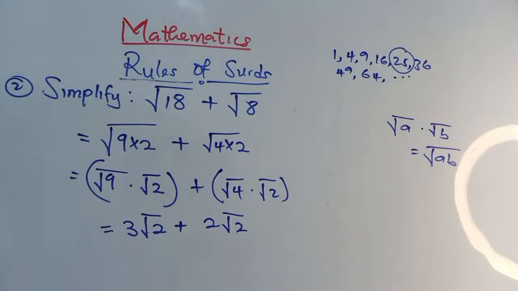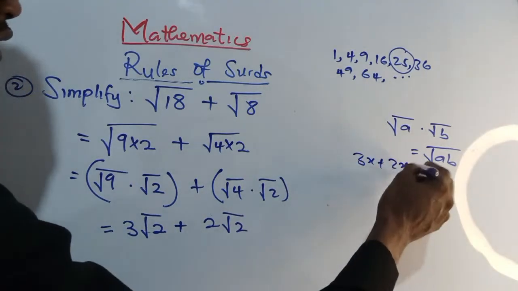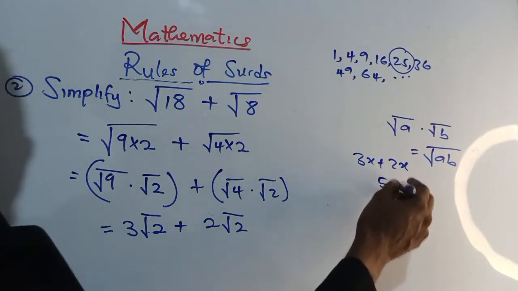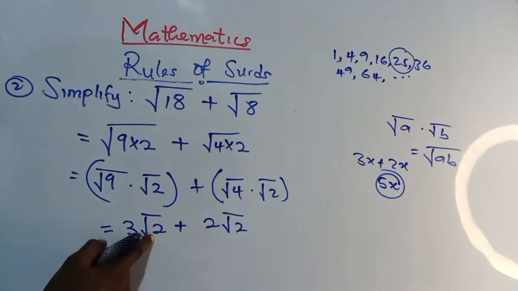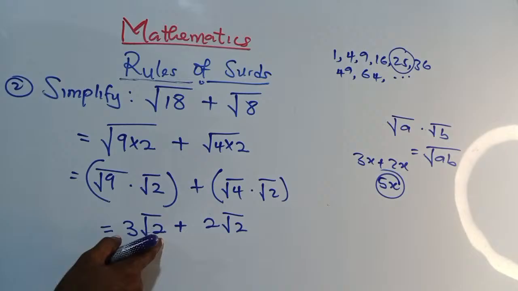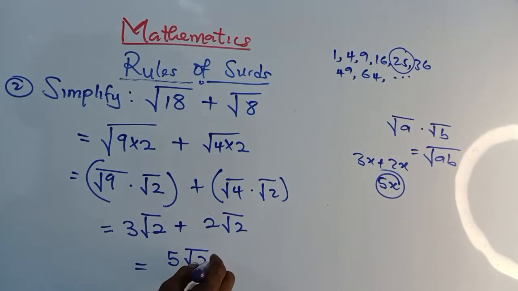All right, so let root 2 be equal to x. If you have 3x plus 2x, what will be the final answer? The final answer will be 5x. All right, so we can assume that root 2 is x. That means 3 root 2 plus 2 root 2 should give us 5 root 2. And that is the final answer. Okay, so if you simplify that, we have 5 root 2.